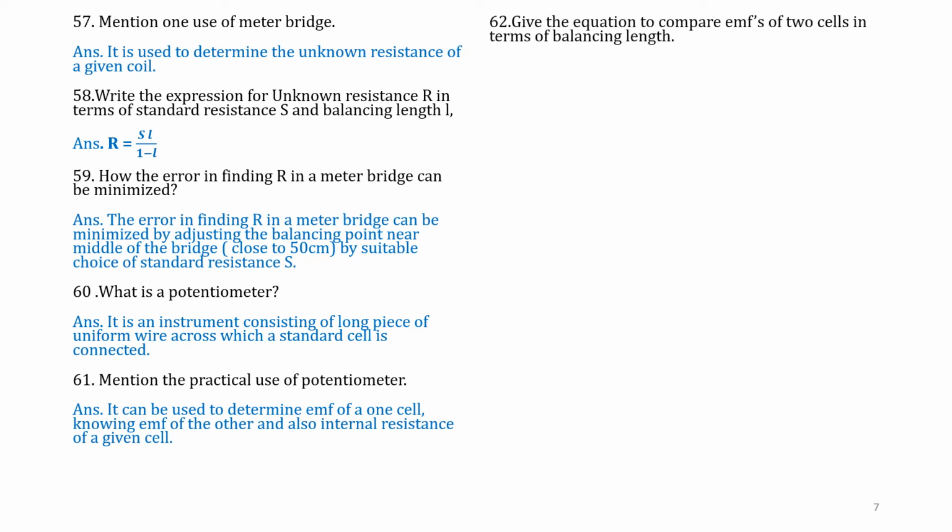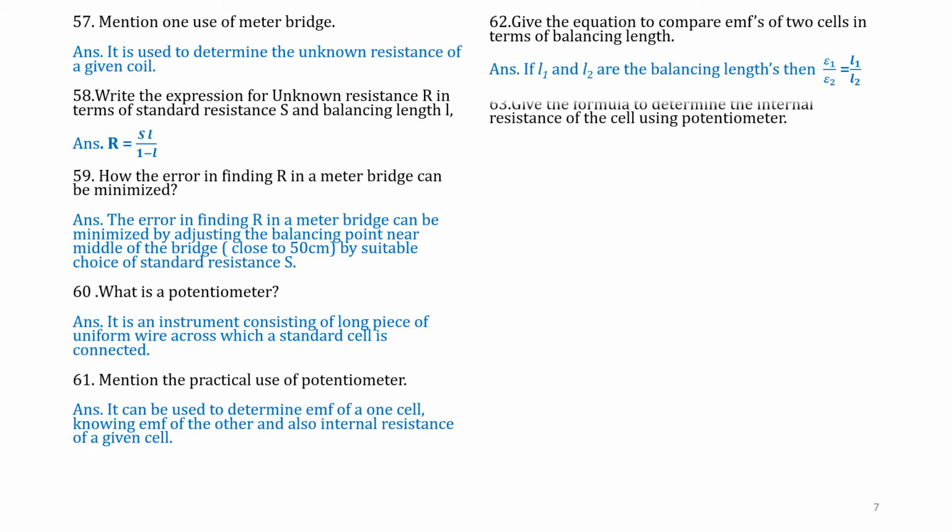Question number 61. Give the equation to compare EMFs of two cells in terms of balancing length. Answer. If L1 and L2 are the balancing lengths, then E1 by E2 equals L1 by L2. This is the principle for comparing the EMFs, that is electromotive forces of two cells in terms of balancing lengths L1 and L2.